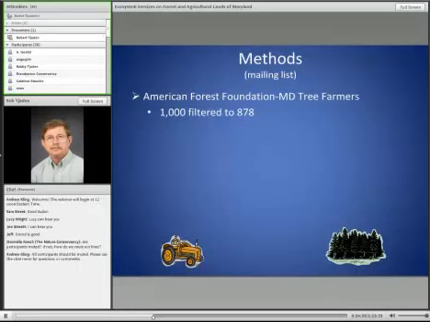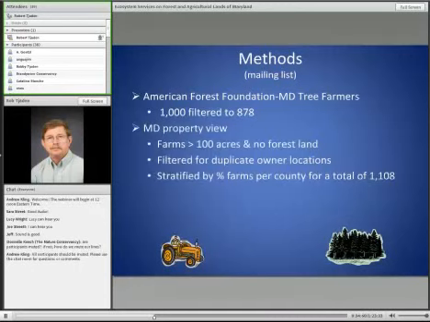And then we went to the Maryland Property View, which is basically the property tax database in Maryland, and we obtained names for those individuals that owned farms that were 100 acres or more and did not own any forest land, which is a real challenge. But we wanted to make sure that our 2 different groups were definitely unique. So the farmers that we surveyed did not own any forest land. We filtered these names and addresses for duplicate owners because one farmer may own 5 or 6 farms.